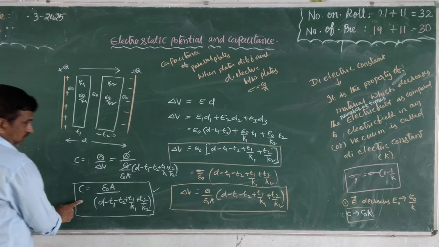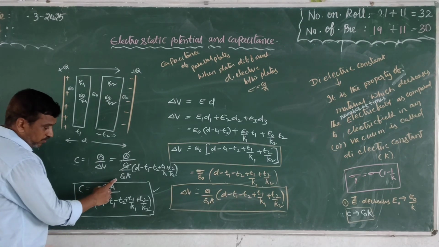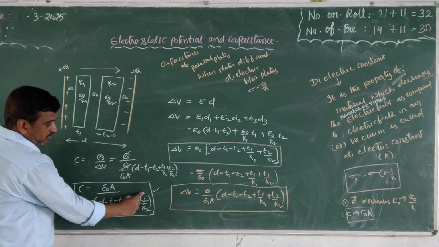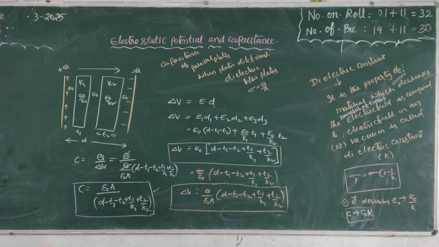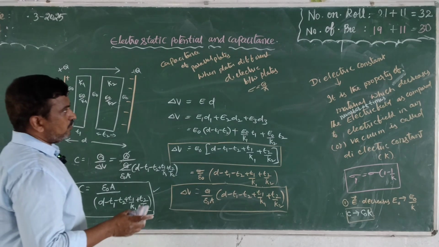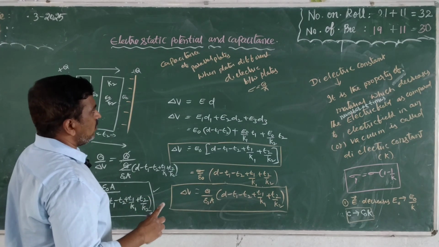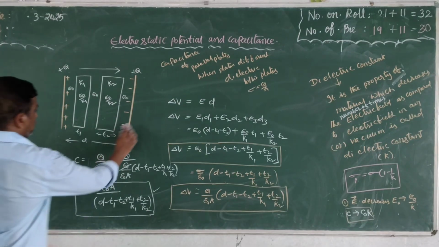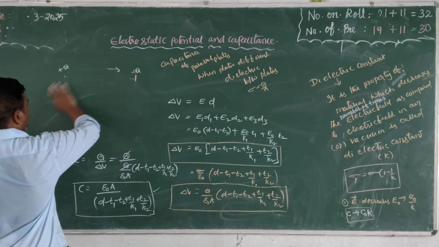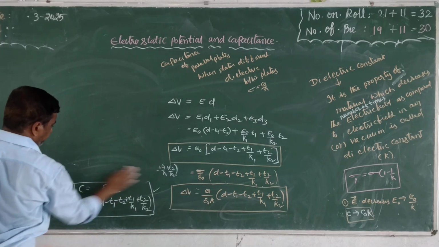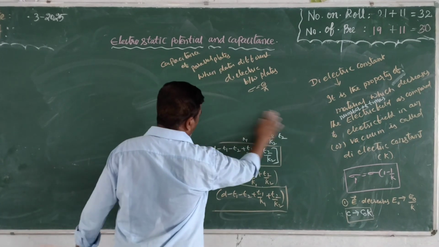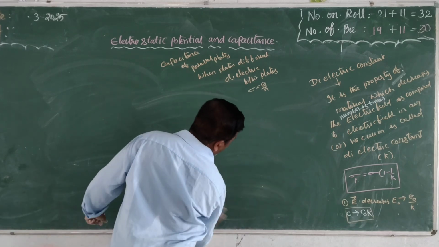C equal to epsilon naught A by D minus T1 minus T2 plus T1 by K1 plus T2 by K2. Yes? This is the capacitance of parallel plates when different dielectrics are placed between the plates. Now we can draw the graph of electric field versus distance, and the graph of potential versus distance.